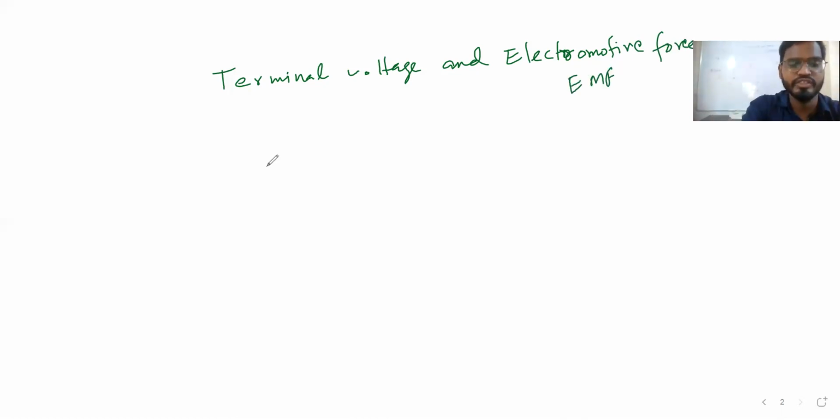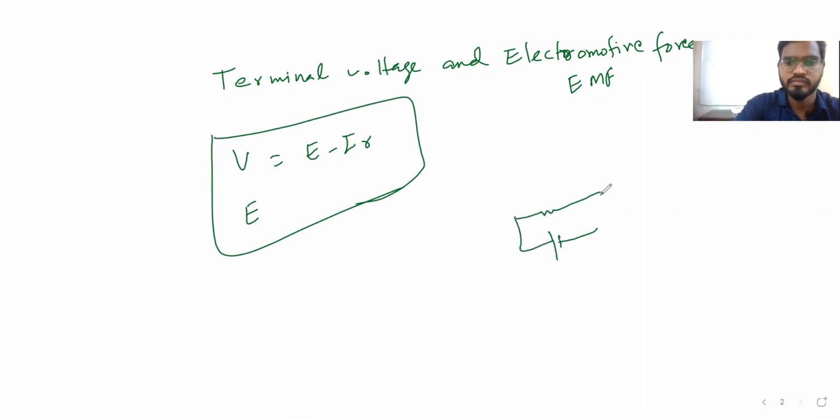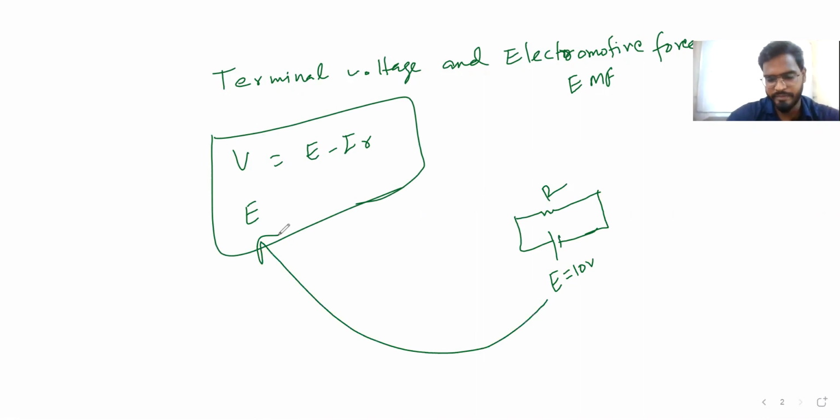Let's see now. Terminal voltage: V is equal to E minus IR, and EMF is E only. These two things we should know. Let's consider one example. Suppose EMF is 10 volt, and there is a resistance. So directly we can say this is the EMF of the cell.